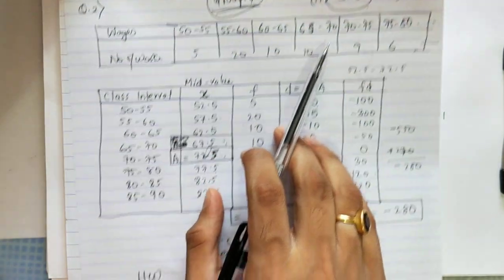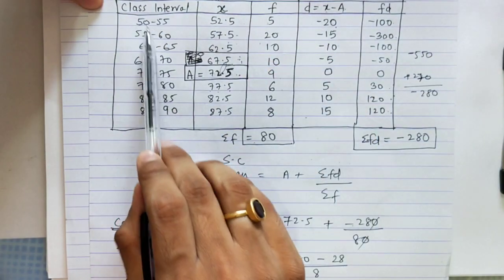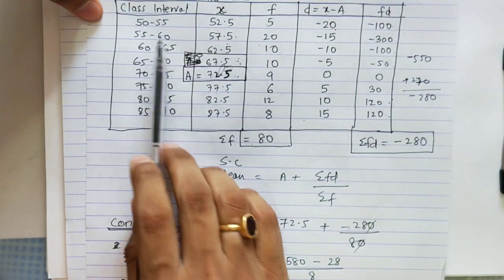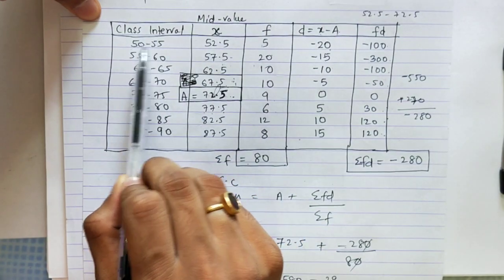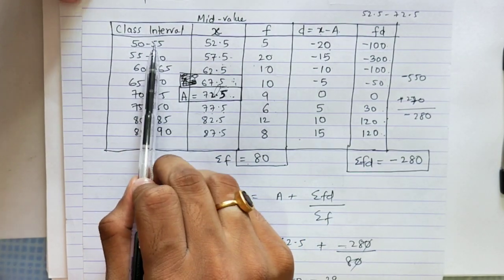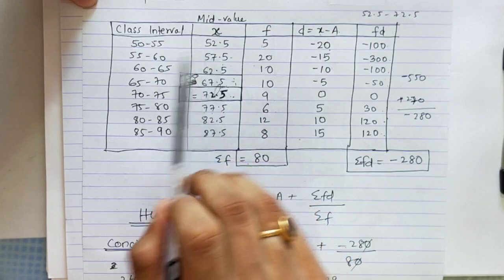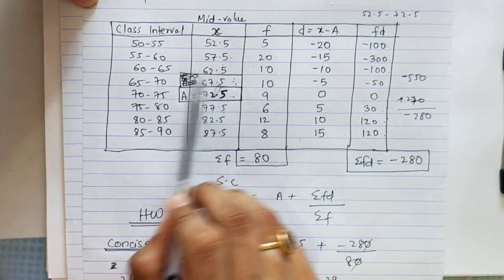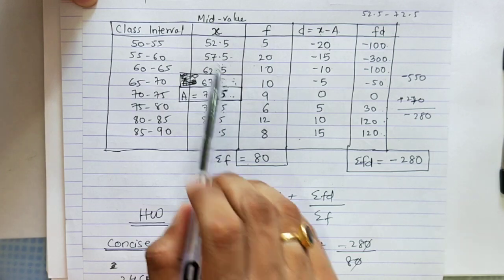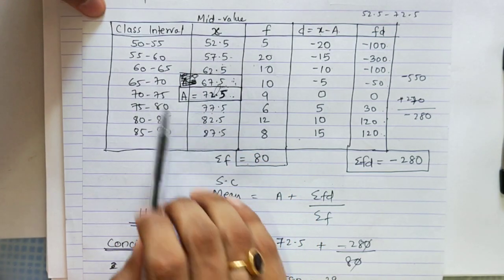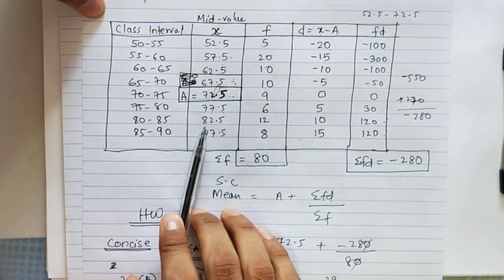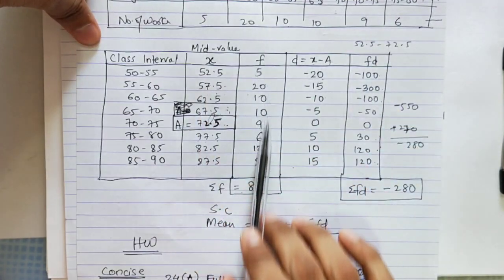So what was the new step we had learned? Whenever you have a range like this, you have to find x from it. And how to find the x? You have to take the midpoint. So 50, 55, the midpoint is this. Then 60, 65, this is the midpoint. 65, 70, this is the midpoint. Like this, we have to take the midpoint. That midpoint becomes x. Then f is already given in the question.